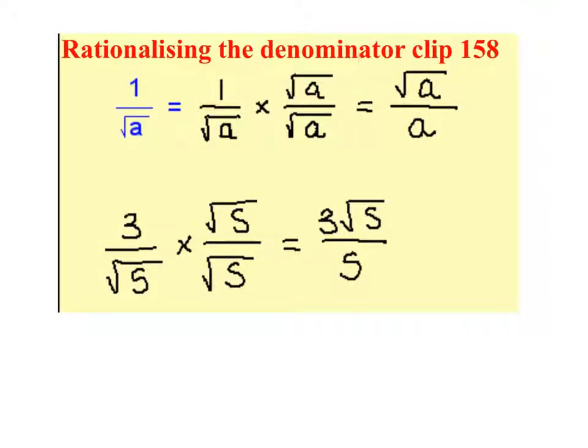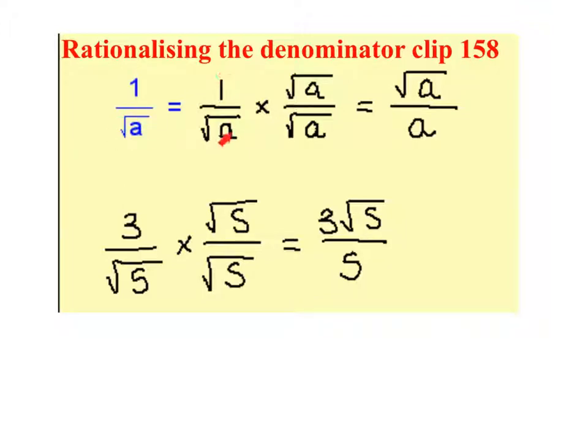Rationalising the denominator. So here is our basic rule. If we have 1 over the square root of a, so a being some number, and we want to rationalise the denominator, that means we don't want a surd, we don't want a root in our denominator. We don't want an irrational number in our denominator, we want a rational number in our denominator. What we do is we multiply above and below the line, so the numerator and the denominator, by root a.